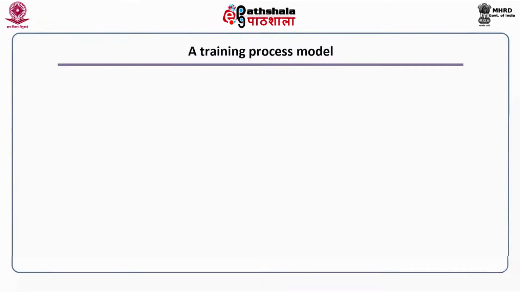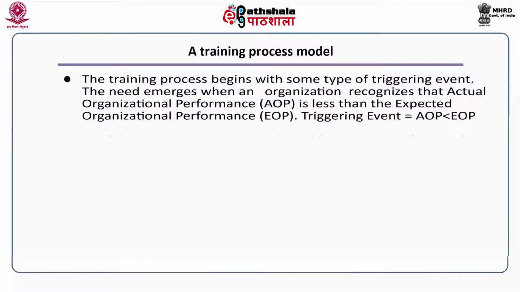Let us discuss the training process model. The training process begins with some type of triggering event. The need emerges when an organization recognizes that actual organizational performance is less than the expected organizational performance. Triggering event refers to when actual organizational performance is less than the expected organizational performance.